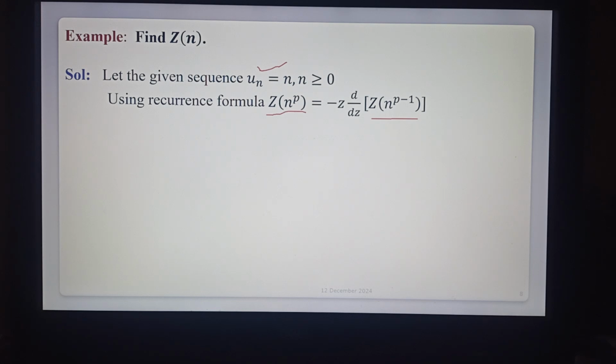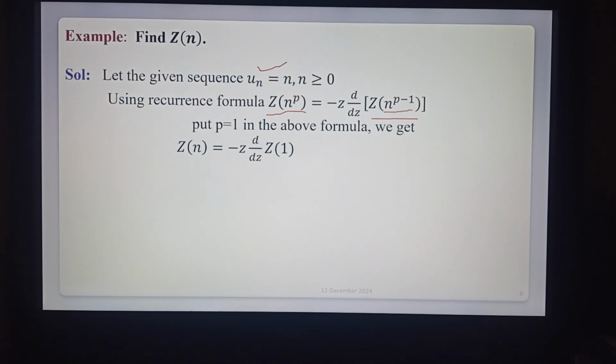Now substituting here, Z transform of n, that is n power 1, so p is equal to 1. So put p is equal to 1. So Z transform of n is equal to minus z into d by dz of Z transform of p is equal to 1, that means n power 0. So n power 0 means 1. So already finding Z transform of 1, a constant sequence 1, is given by the formula Z by Z minus 1 only. So this is the formula, okay, minus z into d by dz of Z by Z minus 1.